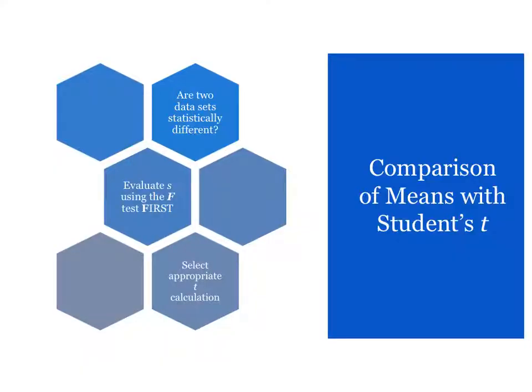We can use the student's t-test to decide if 2 data sets are statistically different. To apply the student t-test, we first have to use the f-test to determine if the standard deviations are statistically different. Then we have to pick the appropriate t calculation based on the results of the f-test.